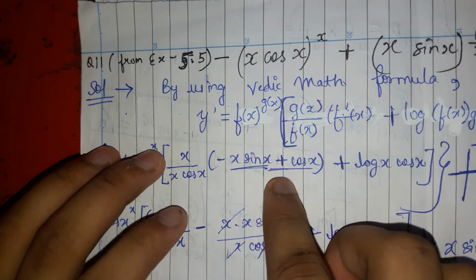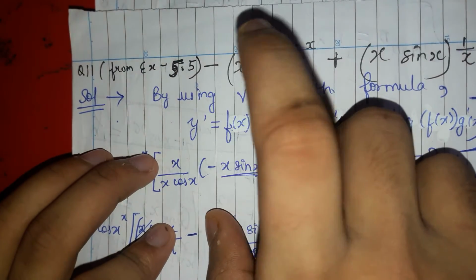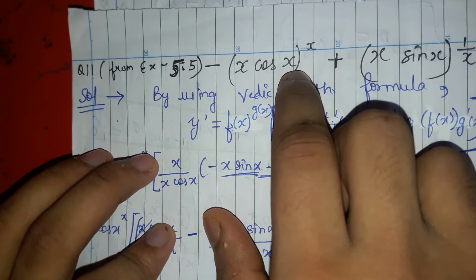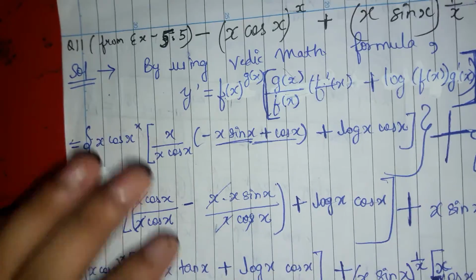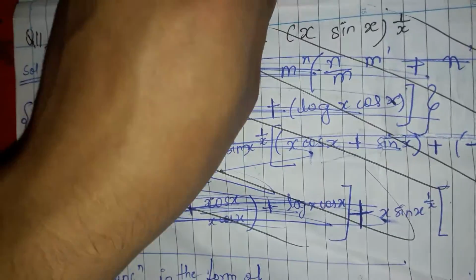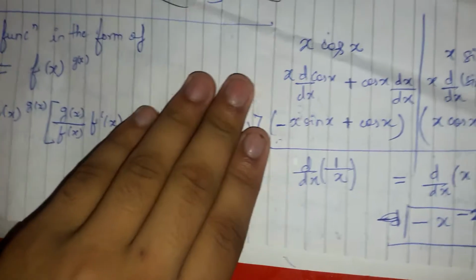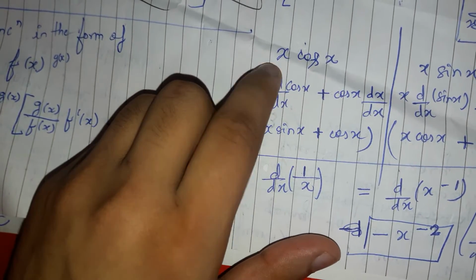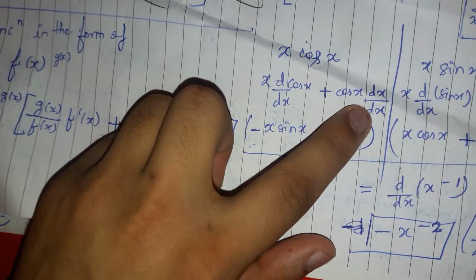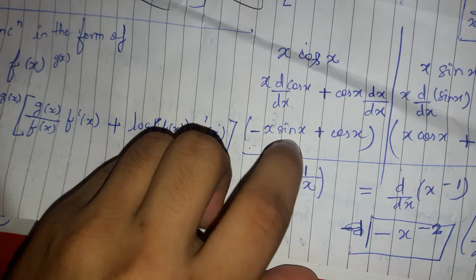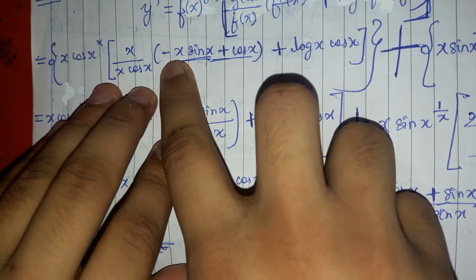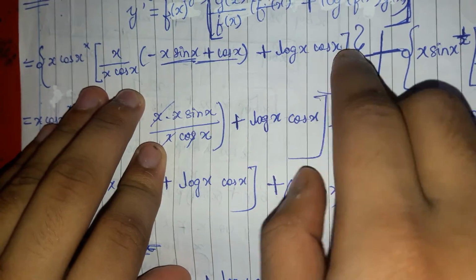Now what is this? How did it come? f dash x means differentiation of x cos x, so we will apply the product rule. I have solved it here in rough. You can see x d(cos x)/dx plus cos x dx/dx. x as it is, cos x differentiation is minus sin x. So minus x sin x plus cos x. Here I have copied the same: x by x cos x times minus x sin x plus cos x, plus log x cos x.